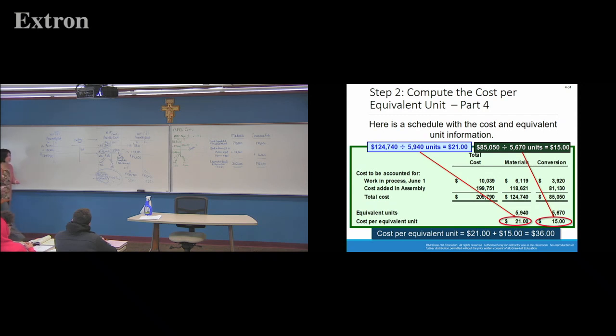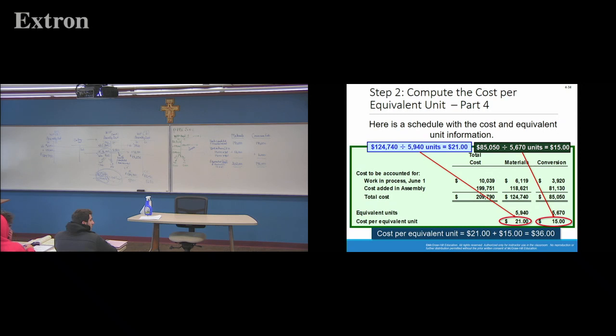So look what happens. Everybody look up here. Even though we had to do the calculations separately, because we had different percentages of completion, in the end we add them back together. So look, 124,740 divided by 5,940 is $21. So what does that mean? That means so far, with these units in this department, we spent $21 on materials. Do the math with this column as well. 85,050 divided by 5,670 gives me $15. So far, I've spent $15 on labor and overhead.